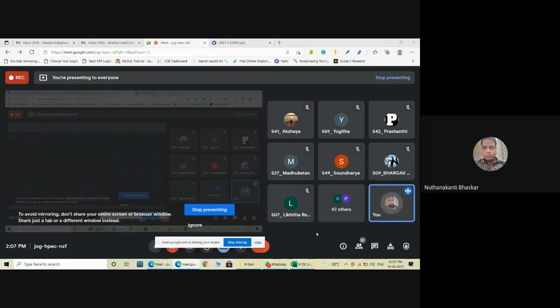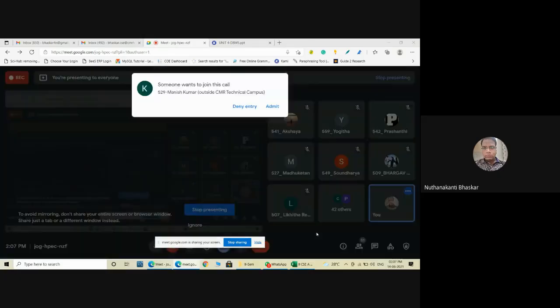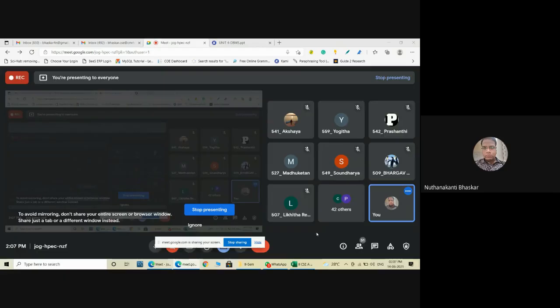Can anyone tell what a transaction is? Any one of you, please? What is a transaction? A set of actions. Yeah, a set of sequential actions which are performed in a given order. That is also very important.